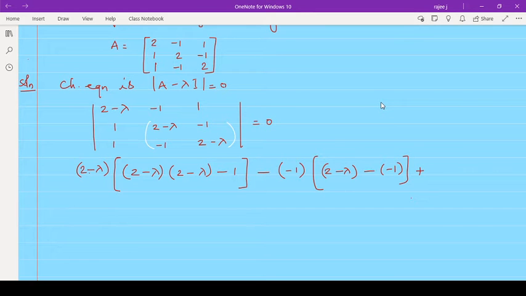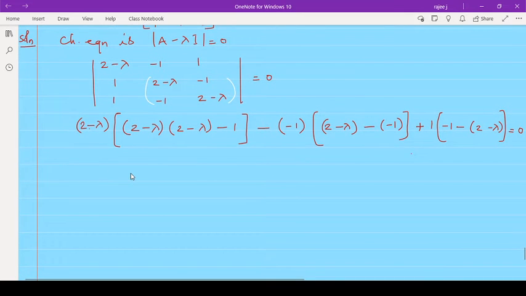When you open the determinant, the signs go plus, then minus, then plus. So plus the third term, 1 into, leaving the first row and third column, 1 into minus 1, it is minus 1 minus 2 minus lambda into 1. So it will be 2 minus lambda, equal to 0. Okay, this is a direct operation on the determinant.